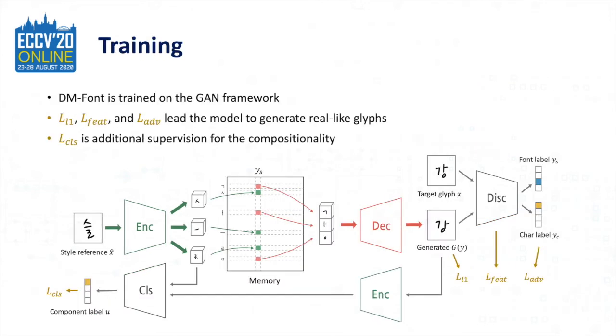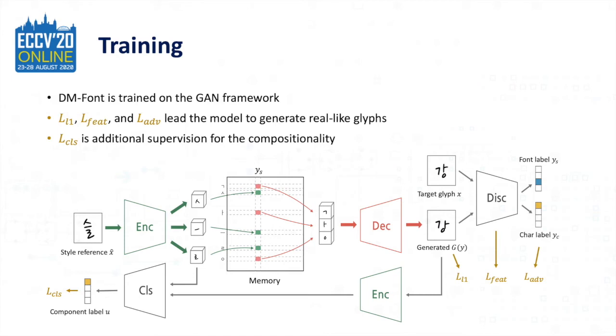We train the model in the generative adversarial network framework. Reconstruction loss, feature matching loss, and adversarial loss are widely used in the GAN framework. Our feature matching loss is the L1 distance between discriminator features of ground truths and generated images for every layer. And we use the hinge version of the adversarial loss. These losses lead the model not only to generate realistic glyphs, but also to learn the compositionality. This is because our model does not use a content guide image, so it cannot generate plausible glyphs without compositionality.